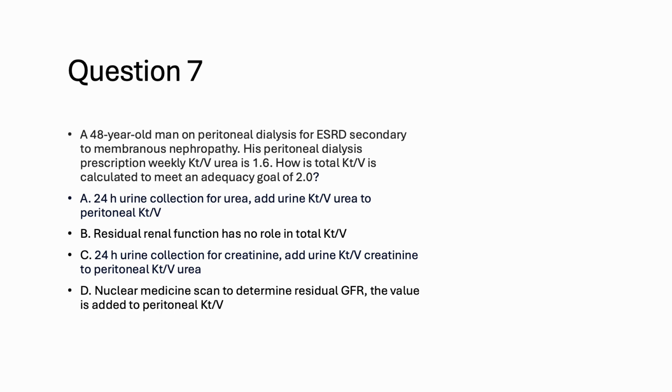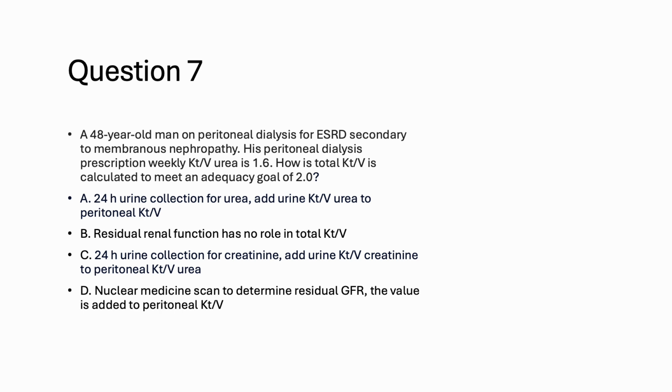So how do we do that? How do we calculate the total Kt/V? A, we do a 24-hour urine collection for urea, and then we add the urine Kt/V urea to peritoneal Kt/V. So this means that the total Kt/V is the peritoneal Kt/V plus the urine urea Kt/V. B, we're done. We just calculate the peritoneal because residual renal function has no role.